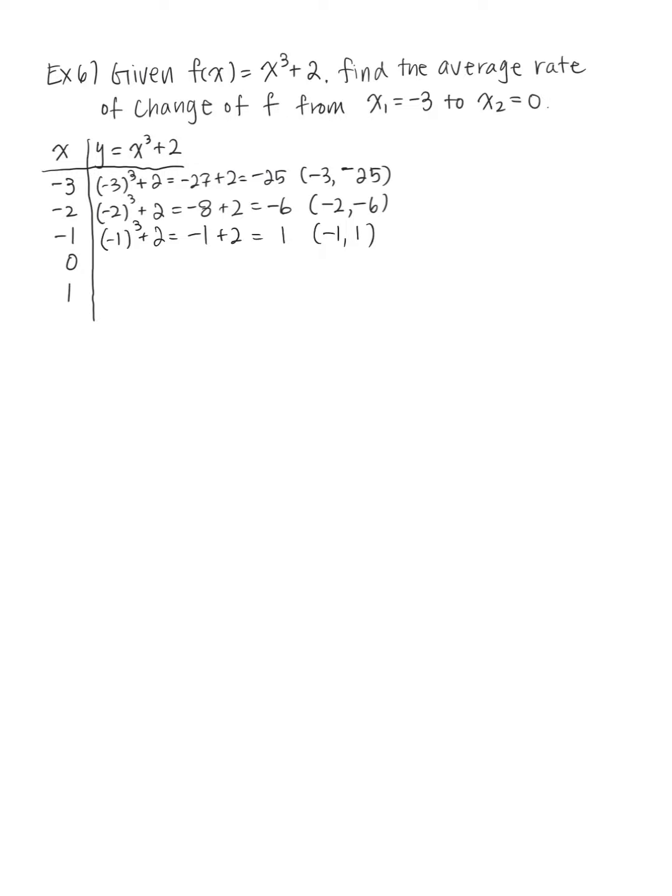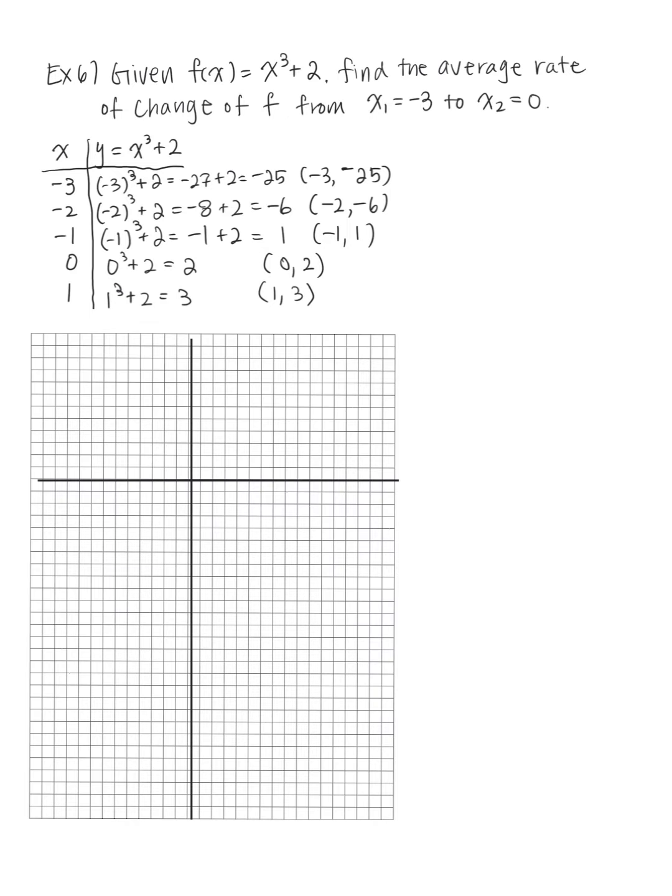And when x is 0, we all love it when x is 0, no? This is 0 cubed plus 2, so that's 2. So we're going to be plotting 0 comma 2. That's the y-intercept. And we're going to have 1 cubed plus 2, which is going to be 3. So here is 1 comma 3. All right, let's graph this out.